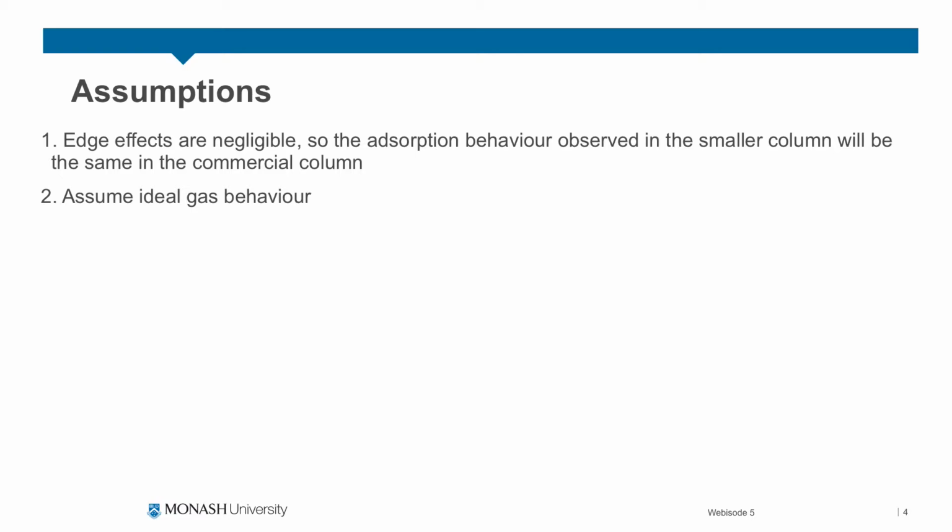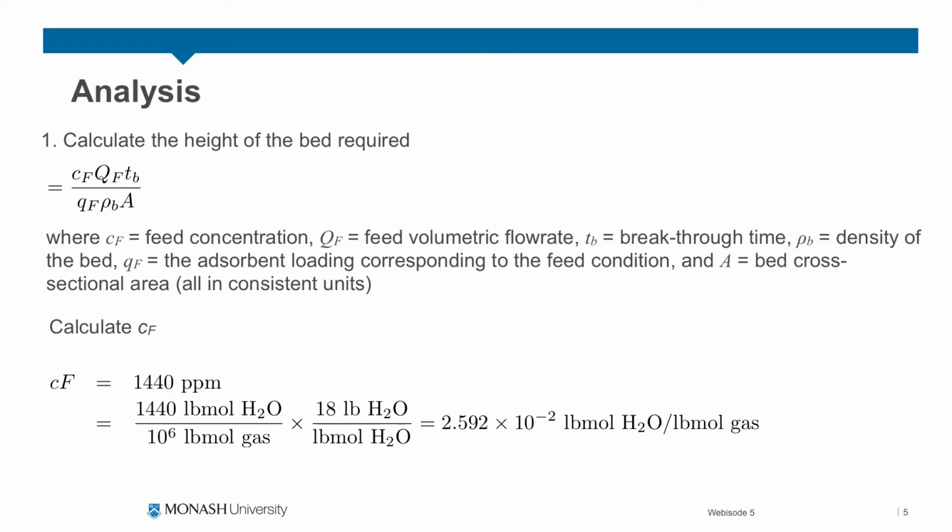The key assumptions for solving this problem are that the edge effects are negligible, so that the behaviour we see on the smaller column is replicated in the larger column, and we assume ideal gas behaviour for the water vapour nitrogen mixture. The first step in our analysis is to calculate the height of the bed required.